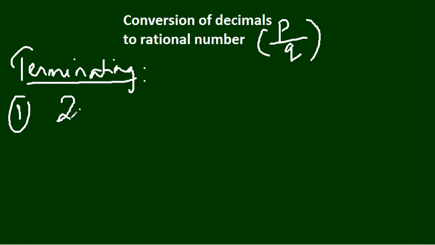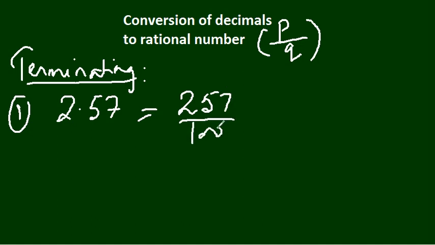Let me say 2.57. How do I convert it to a fraction? I can multiply numerator and denominator with 100, because there are two decimal places. We multiply with 100. So that will give me 257 over 100. Is that in the simplest form? It seems like. I'm not going into the detail of that particular thing.